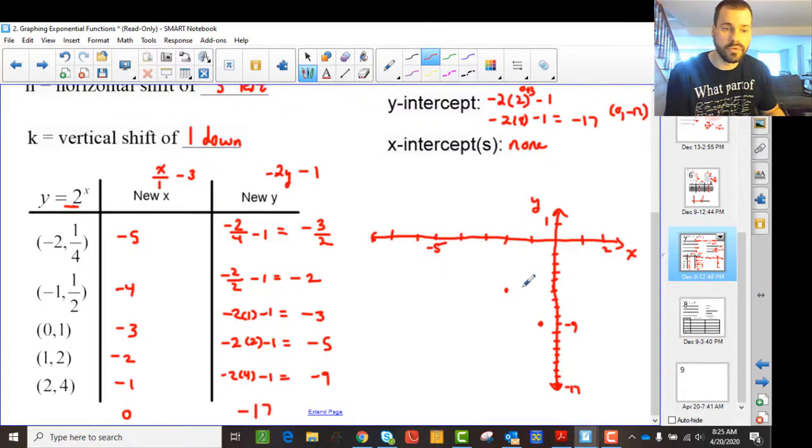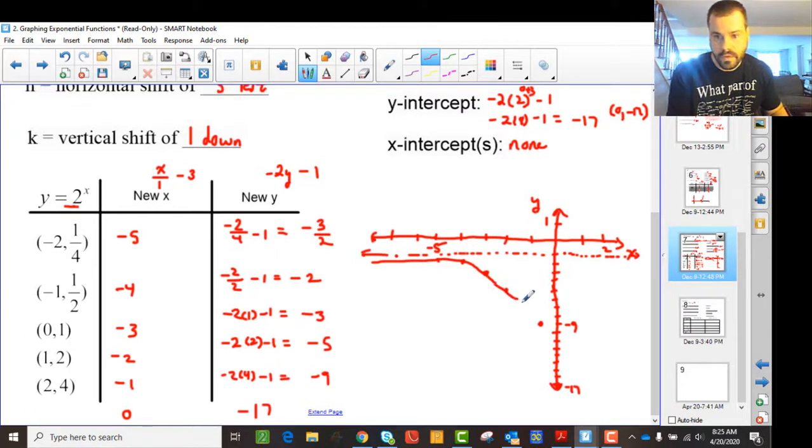Then at -3, I'm at -3. So I'm here-ish. Then at -4, I'm at -2. So I'm here-ish. Then at -5, I'm at -1.5. So I'm here-ish. And remember, our horizontal asymptote, sorry, is y equals -1. So I can actually draw that in as sort of a horizontal line here at y equals -1. So we can know that we're approaching that line, and then we're going to drop like so. And then down, we're going to drop even further down through here, and then it's going to keep going down. So there's my graph.